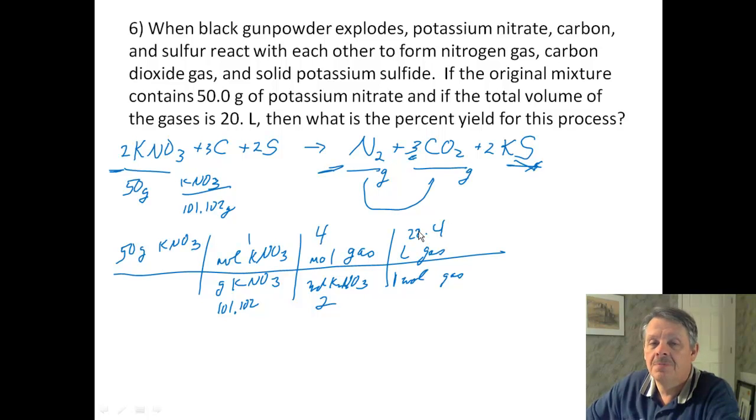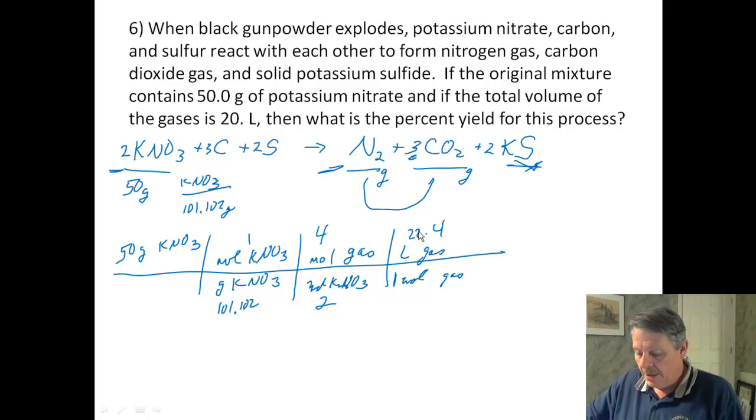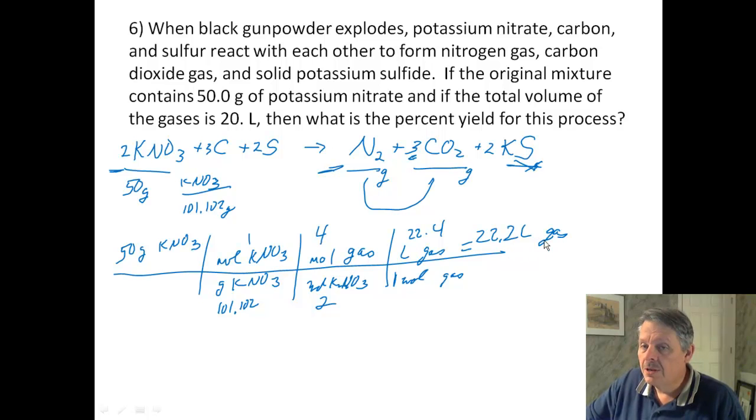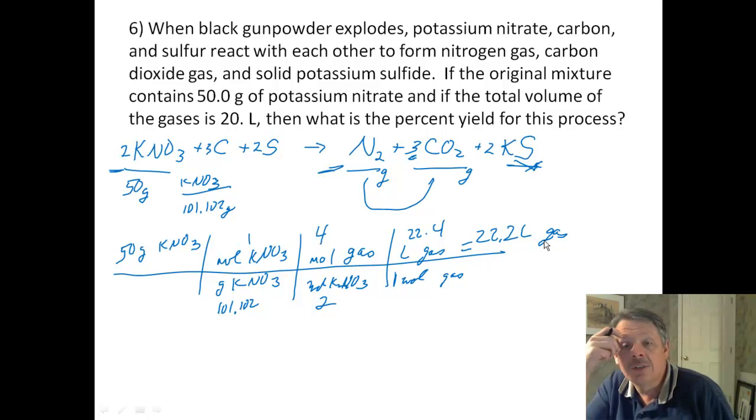All right. So now what you should do is go ahead and work through the math, multiply it out and divide it out, and you get 22.2 liters of gas. Now that's not specifically nitrogen, it's not specifically carbon dioxide, it's a mixture of the two, but because they're gases at standard temperature and pressure, it doesn't matter what the gas is. It's always going to behave the same.